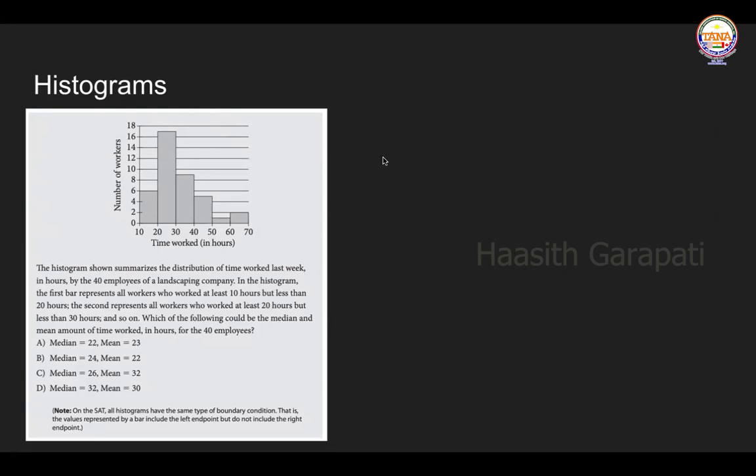So what does median mean? It means the value that is split in the middle. So in this case, if there's 40 workers, it means the 20th worker, who is split in the middle, right in the median value. So how do we know where the median lies?